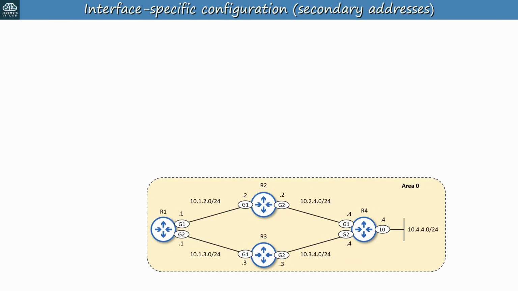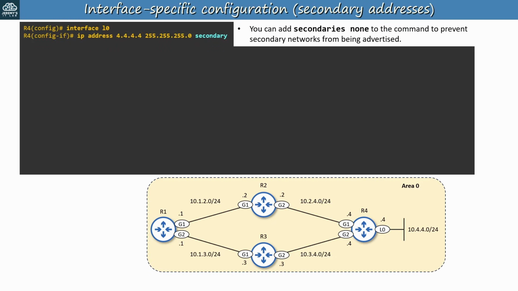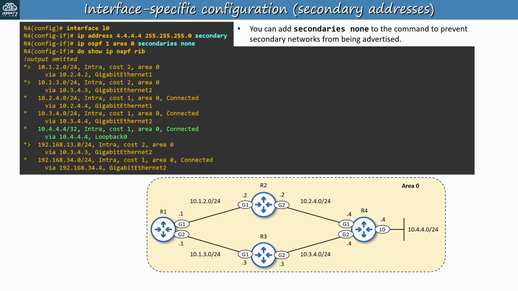Now what if you don't want secondary networks to be advertised? You can add secondaries none to the command. Let's confirm using R4's loopback 0 interface. First, I configured 4.4.4.4/24 as a secondary address on the interface. Then, IP OSPF 1 area 0 secondaries none, enabling OSPF on the interface without advertising secondary networks. And here is R4's OSPF RIB. Only L0's primary network is added to OSPF. The secondary network was not.